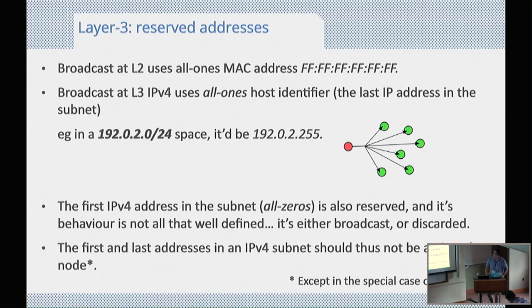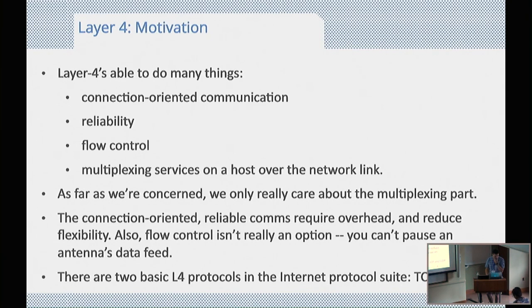Layer 3 has some reserved addresses. Remember, layer 2, the broadcast address was the all ones MAC address. It turns out the all ones host identifier is the broadcast space in layer 3. I'm going to sort of gloss over this in the interest of saving some time. Don't use the first or last address in the subnet is the message here.